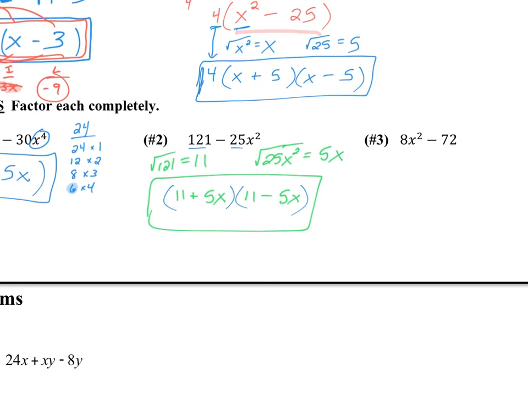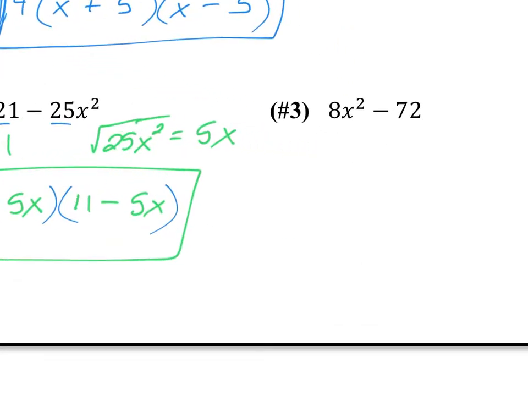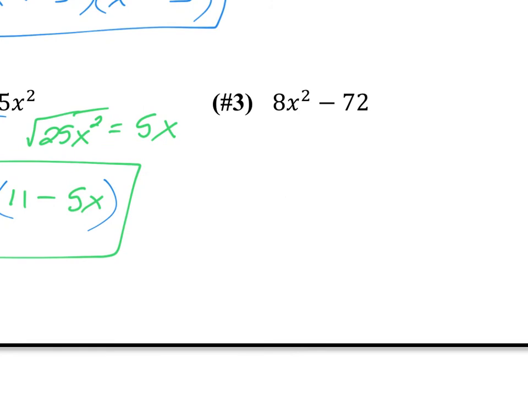Okay, we have 2 more problems left. We'll do these together. Number 3. The first step we always look for is, is there a GCF? In this case, there is. What is the biggest number you can divide 8 and 72 by? 8. So we're going to divide these by 8. The reason I'm looking for the biggest is because you can divide 72 by 2, but that wouldn't get you the best answer. Dividing by 8 will give us the simplest form.